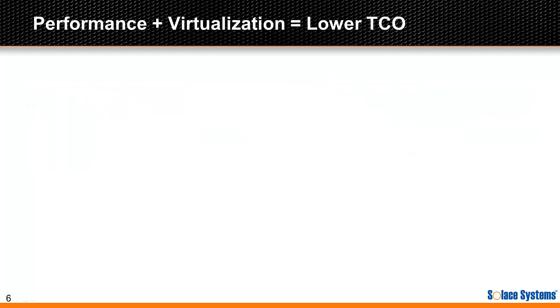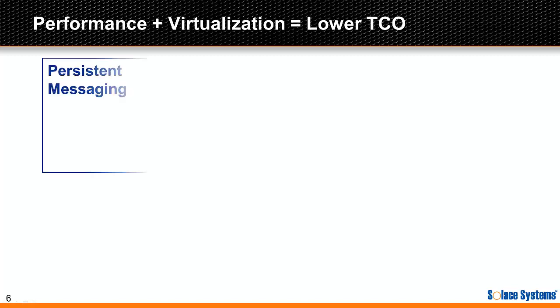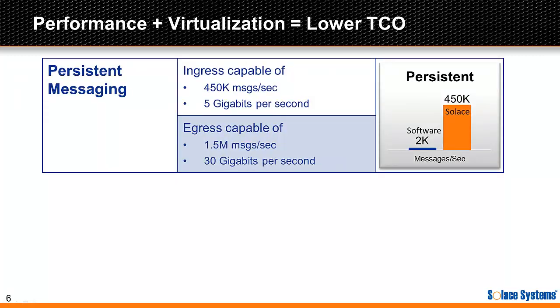To enable consolidation, you need more than just virtualization feature support. The appliance needs great performance. Let's look at two sample scenarios. First, let's turn to a persistent messaging application requiring 2,000 messages per second, which may currently run on a single or perhaps multiple brokers, depending on the capability of the software message broker.